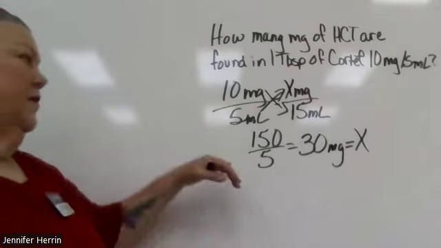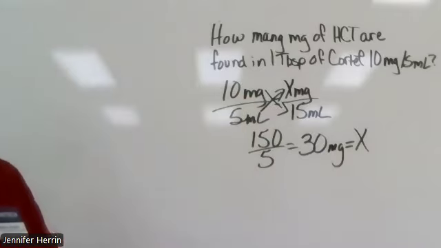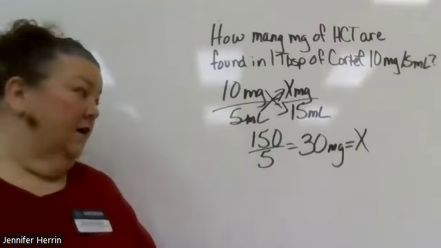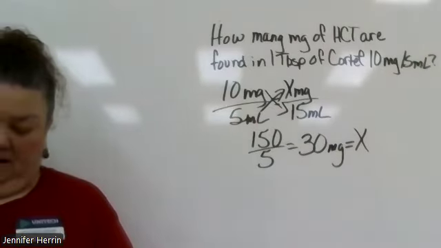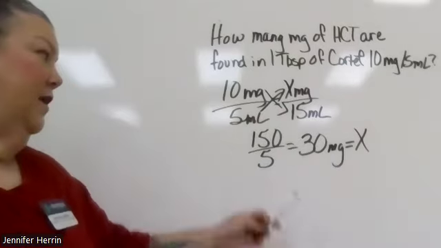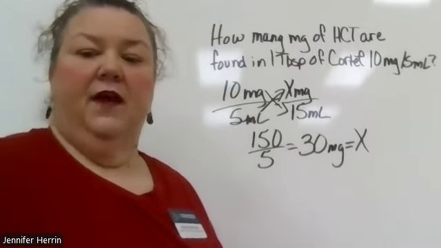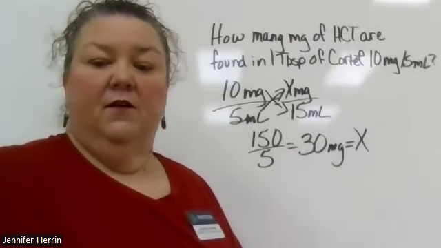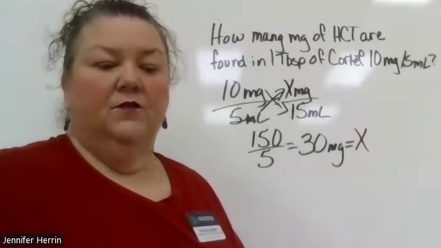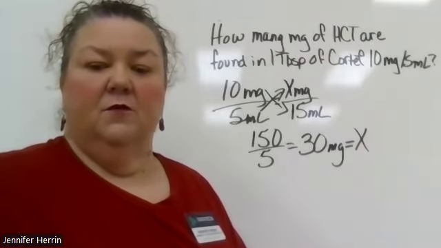Some of you may have been able to look at the fact that this was 5 ml, that was 15, and figured out that you just needed to multiply that by 3. It would have got you to the same place. So again, it's just your comfort level. Do you need to do it the long way and see it all worked out? Or are you one of those people that can just look at it and see it? So I hope this video has helped you with learning how to calculate the quantity of active ingredient in a prescription.